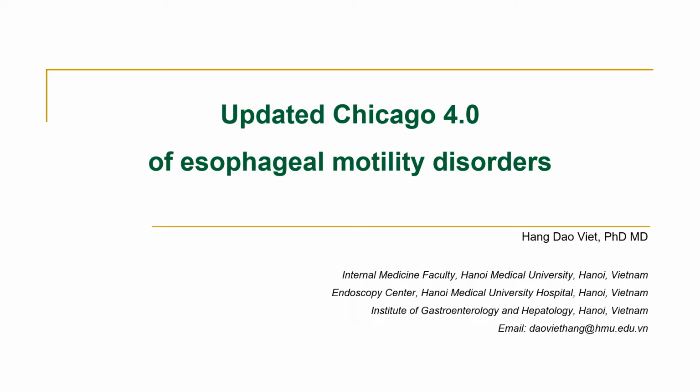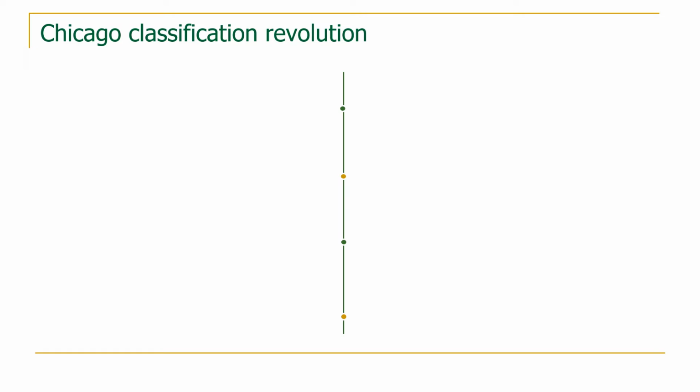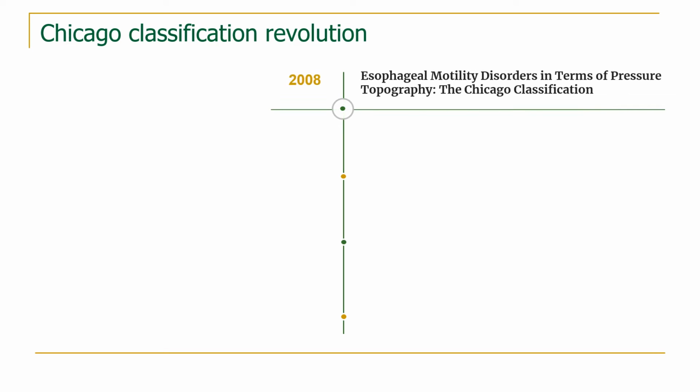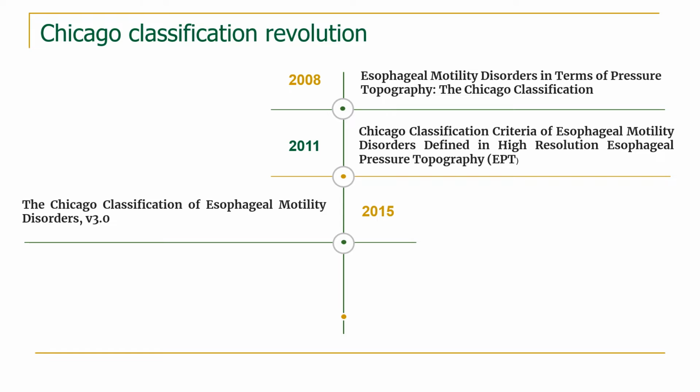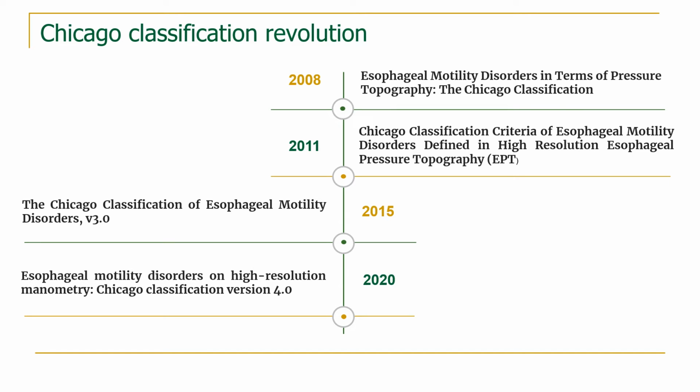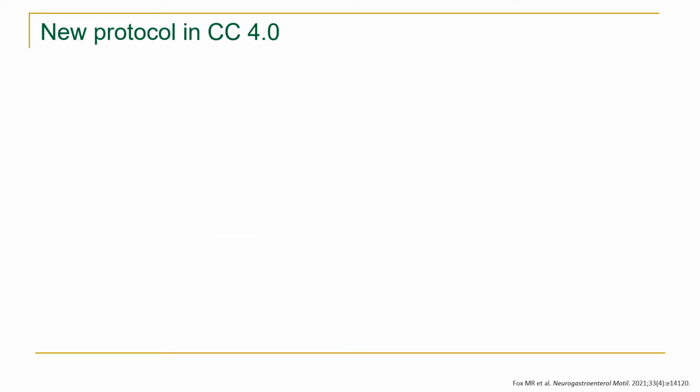I would like to introduce the updated Chicago 4 of esophageal motility disorders. The first version of Chicago provided a methodological approach to classify esophageal motility disorders using HRM in 2008. Then we had the second and the third Chicago, and we are familiar with the Chicago 3 in 2016. And in 2020, the Chicago 4 was born. So what is new in the Chicago 4?